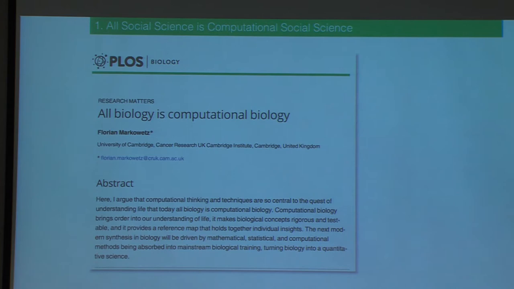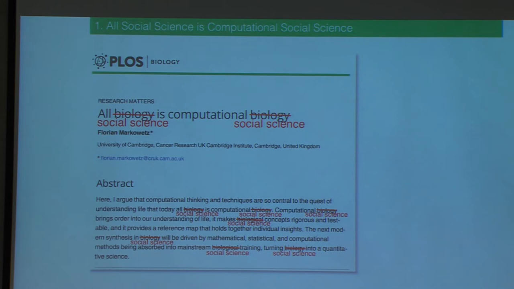The point here is that we don't talk about microscope biologists or regression biologists, right? It's a method. We talk about biologists, and we divvy up biologists by what they study, not how they study it. And I think the exact same point can be made about social science, right? All social science is computational social science because all social science benefits from computational quantitative approaches.